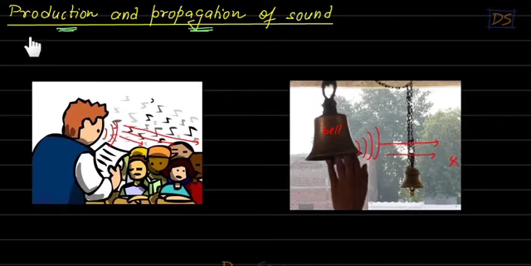So what is the production of sound? Production of sound is very clear, right? When this person is speaking, he is producing sound. So that is production of sound. When you are hitting this bell, sound is being produced. So this is production of sound. What is propagation of sound, students? When sound travels, we say it is propagating. That is propagation of sound.